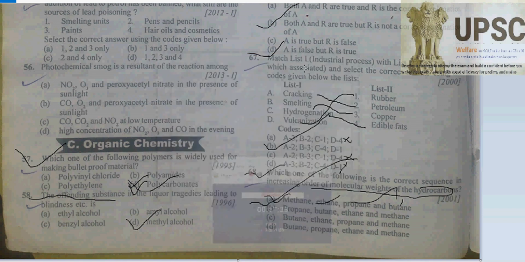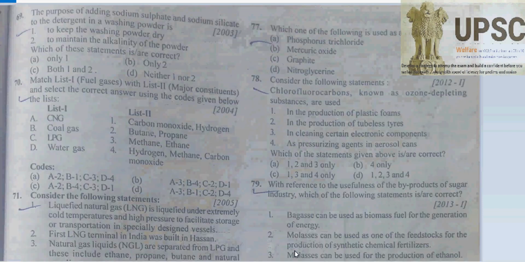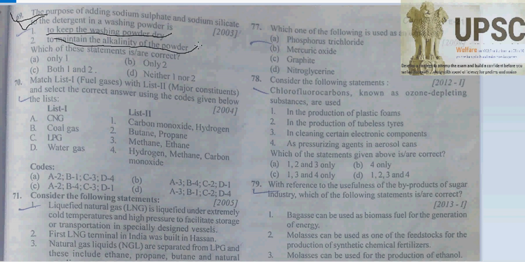Now, let's have another slide. 69. 69 involves which one of the following? Which one of the following is the purpose of adding sodium sulfate and sodium silicate to detergent? Yes, washing powder. So to keep the washing powder dry, and definitely to maintain the alkalinity of the powder, both can be the answer. So here I can say that sodium silicate is playing that role, but 69, as we know, is going to be both are correct.